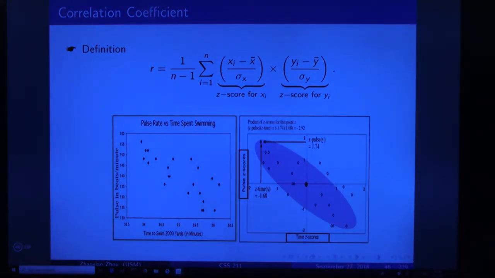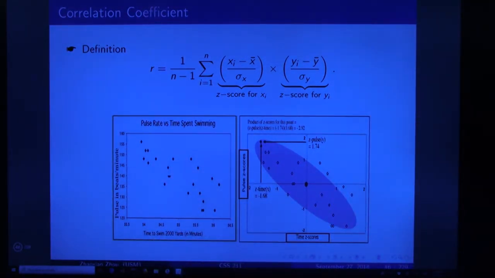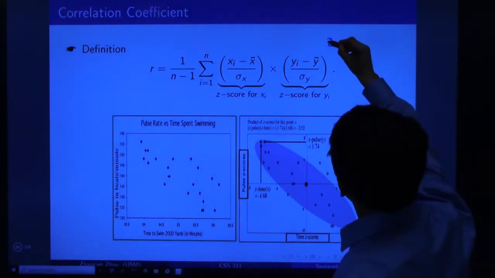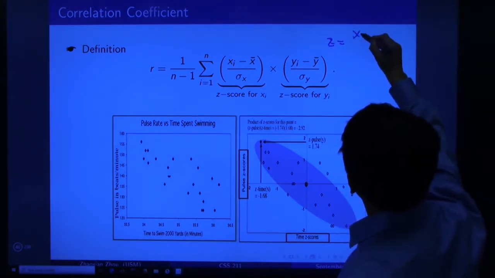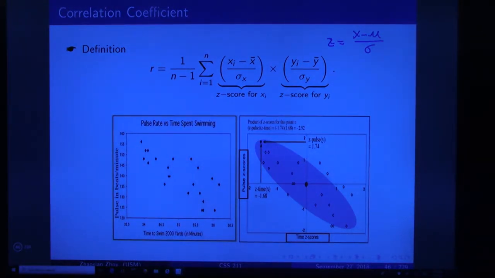But we want to know if there is really a relationship, or how strong the relationship is, between the x data and the y data. So this is the purpose of today's topic. And recall that before we discussed the concept of the z-score. The z-score for one-dimensional data is defined by z equals x minus mu, divided by the standard deviation, sigma.